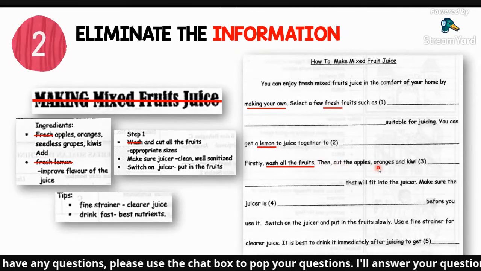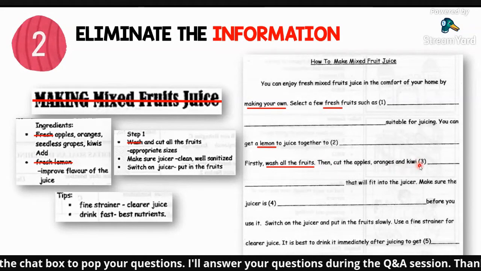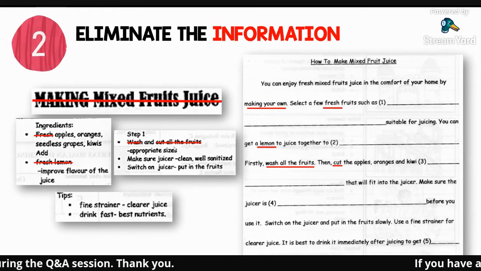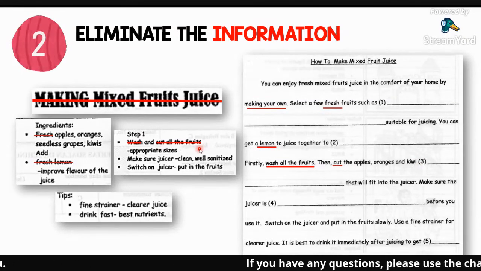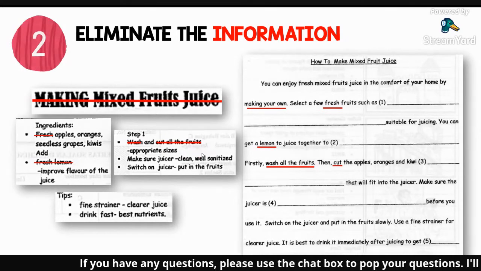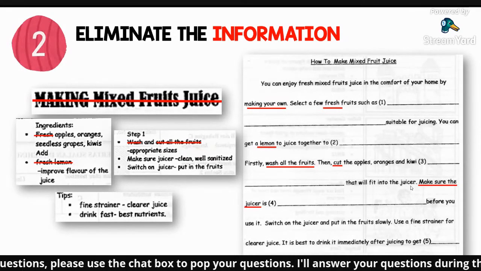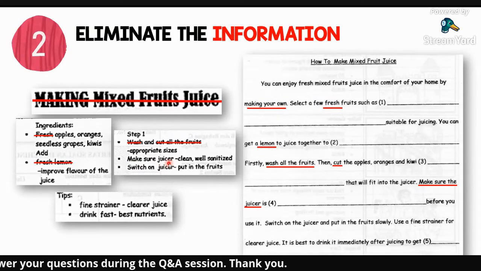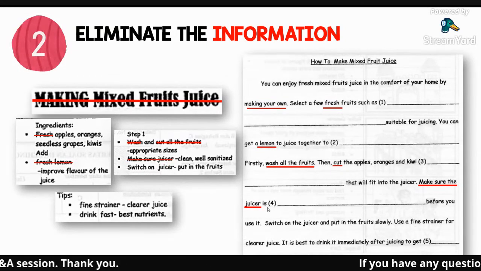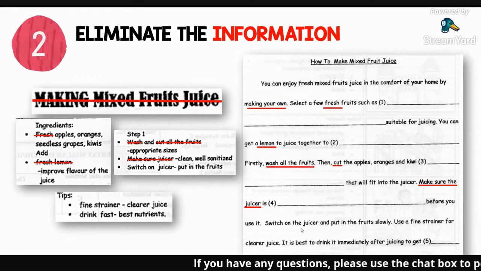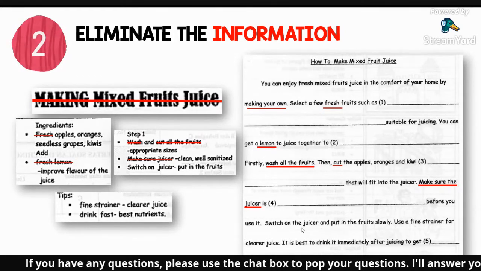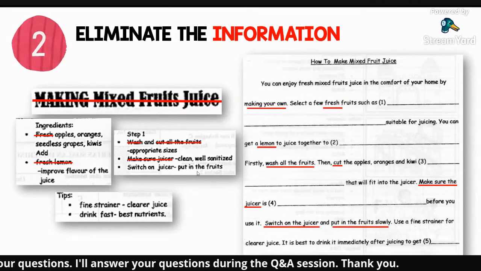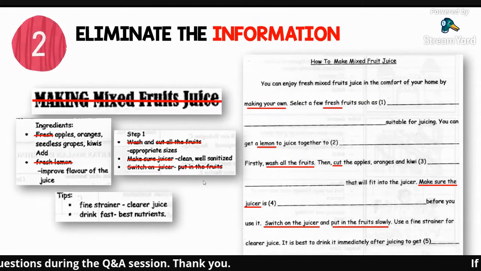Then cut the apples, oranges, and kiwi. So the word cut here. Cut again. Okay, there you go. Can you see what's going on over here? Yeah, we're actually eliminating the information. Okay, that will fit into the juicer. Make sure the juicer, you have it over here, right? Cut it out. Is before you use it. Switch on the juicer, and we have this one here, and put in the fruit slowly. So both information over here, cut it out.